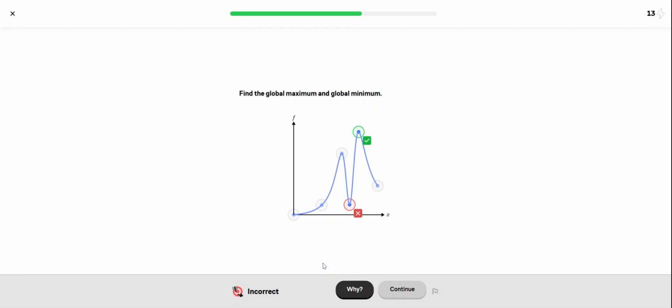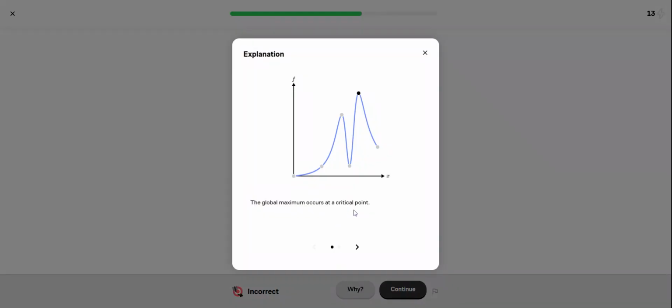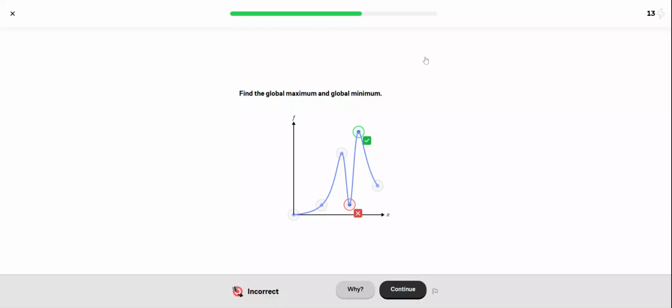Uh-oh, that's not correct. Let's click why. Oh yes, the global maximum is at a critical point, and there's only one right answer, this one. The global minimum is at the left edge of the domain. Oh yes, the minimum is the farthest, lowest point, not this point. I incorrectly assumed it. It should be the maximum at the highest point and the global minimum at the lowest point. All right, one mistake, but okay, I'll probably learn a lot from that. Anyway, continue.